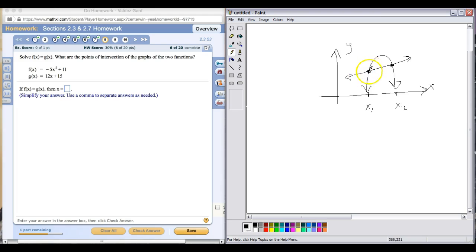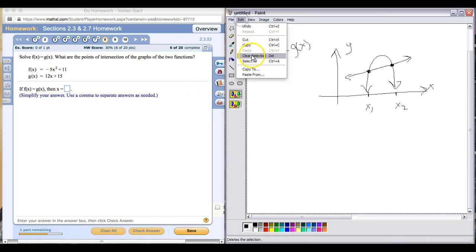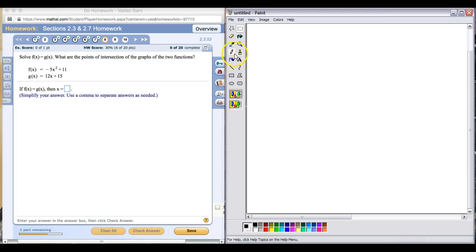Now we know that whenever we have two functions that are intersecting each other, they are equal at those particular points. In other words, they share the same point. So what we would do in this case is take f of x, set it equal to g of x, and then just solve for x. I'm going to go ahead and clear this and do that now.